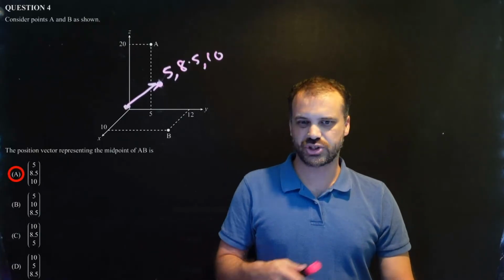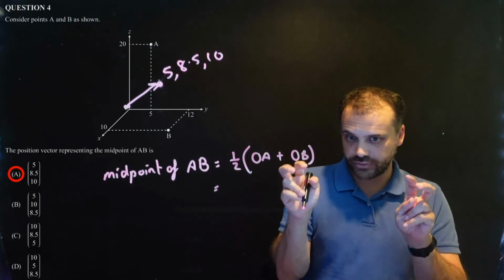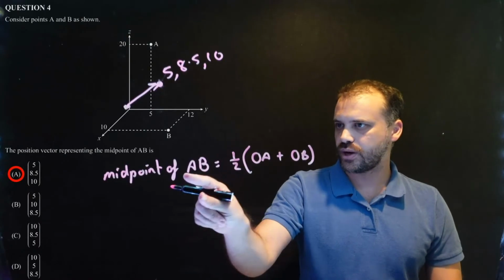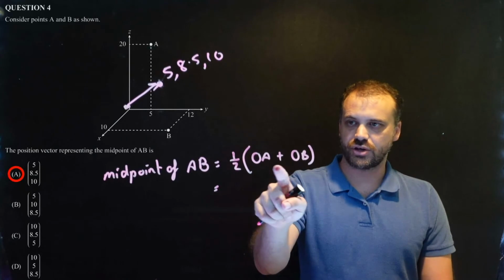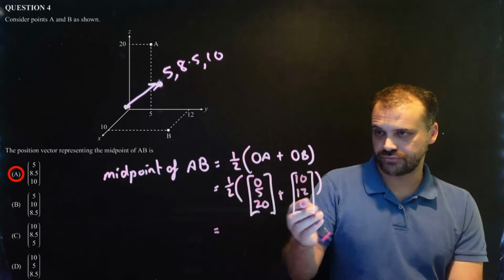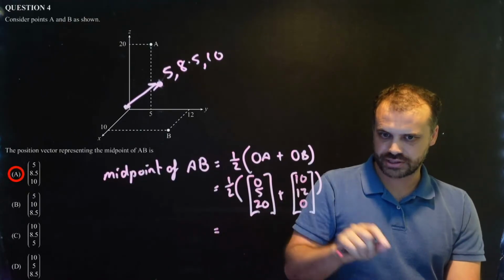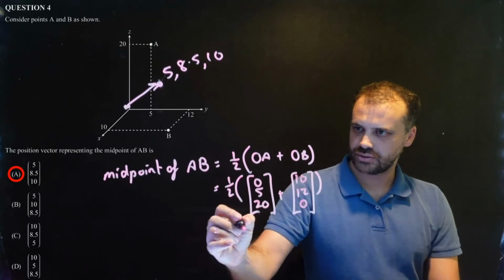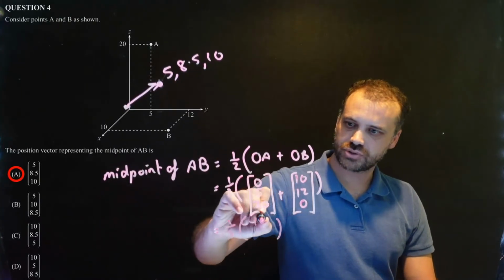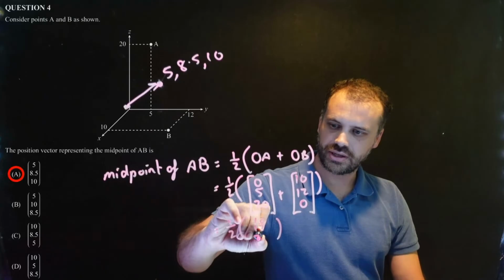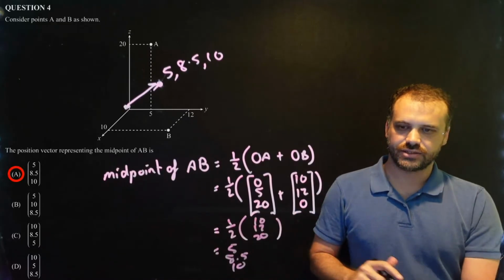Traditionally, if you were going to do this question, it might look something a bit more like this. The midpoint of AB, we can use the midpoint formula for that, which is half of OA plus OB. Now these are just the position vectors of A and B. The position vector of A is 0, 5, 20. The position vector of B is 10, 12, 0. If we add them together, we get half of 0 plus 10 is 10, 5 plus 12 is 17, and 20 plus 0 is 20, and half of that is 5, 8.5, and 10.